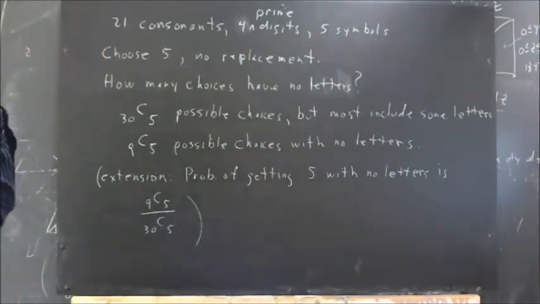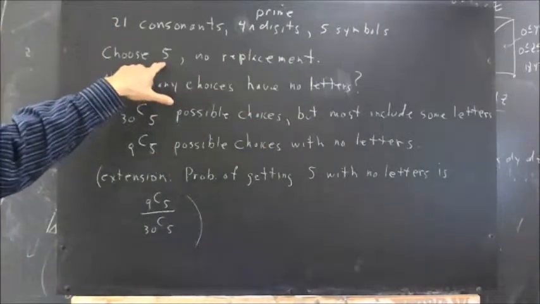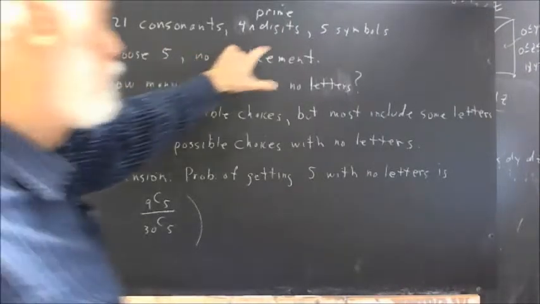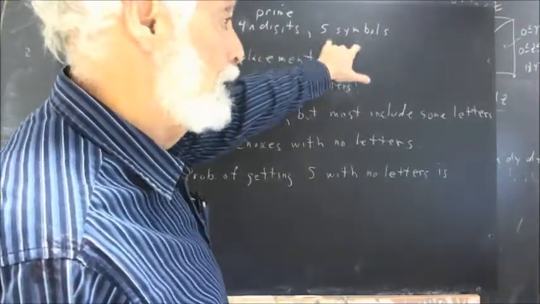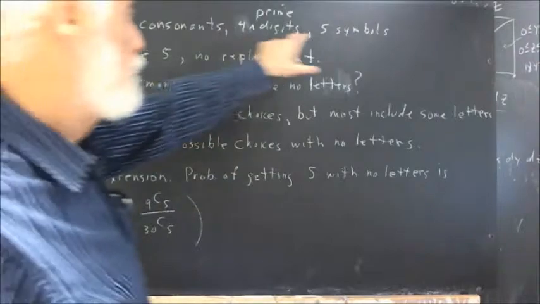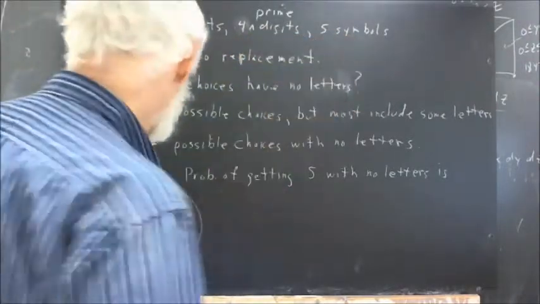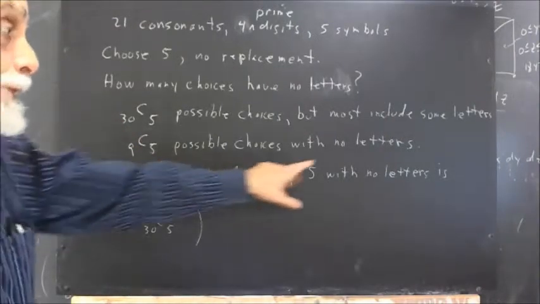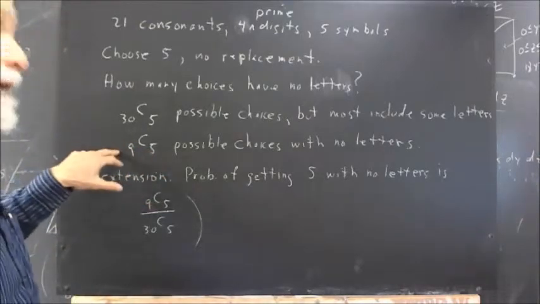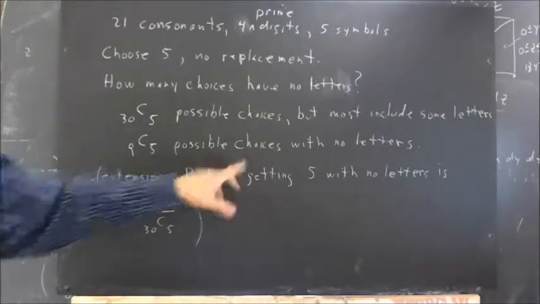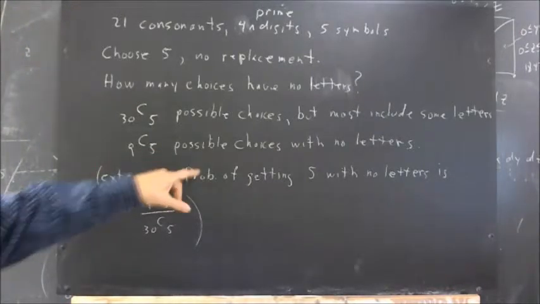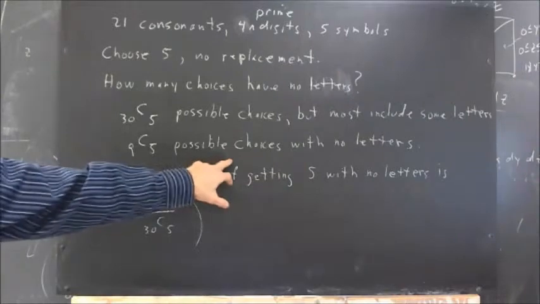Well, we're going to have to choose 5 cards, and they won't contain any of these 21 consonants. That means we're going to have to choose 5 of the cards which are either prime digits or symbols. Well, that's 9 cards. So we're going to have to choose 5 cards out of these 9 so that we can say there are 9C5 possible choices that have no letters. So that's the answer. Of course, we can write that in factorial notation, or we can write it as 9 times 8 times 7 times 6 times 5 divided by 5 factorial. Whatever way you want to write it, that's the result.